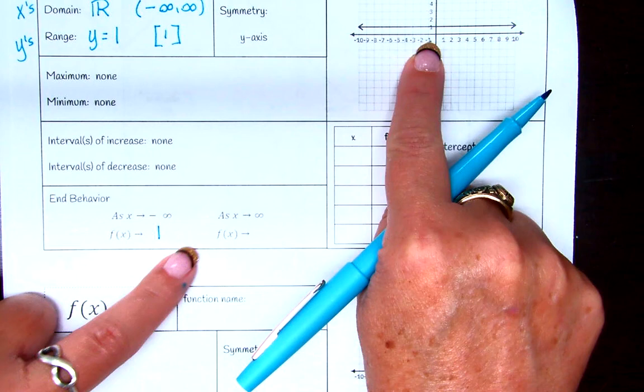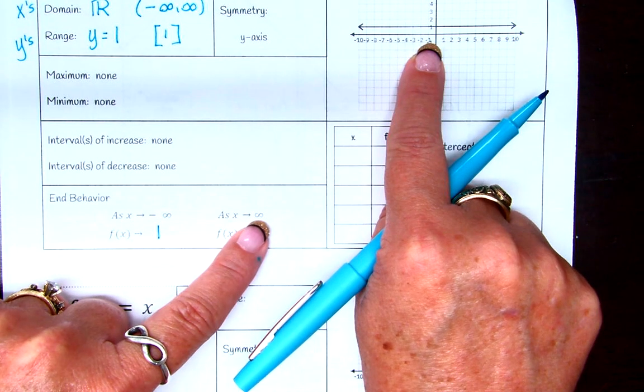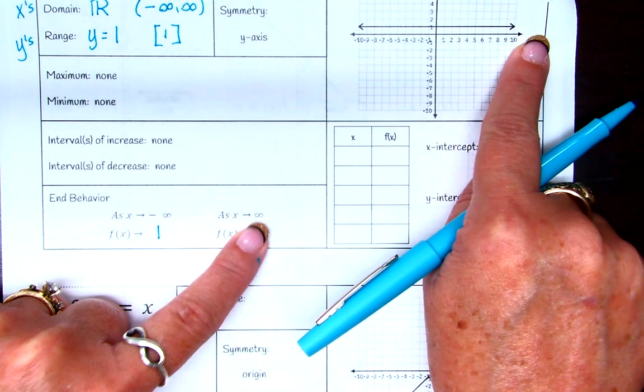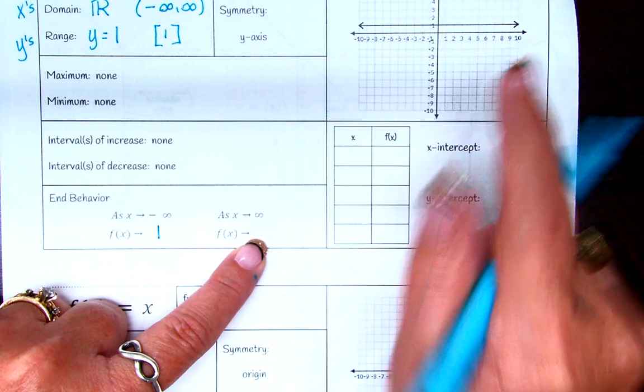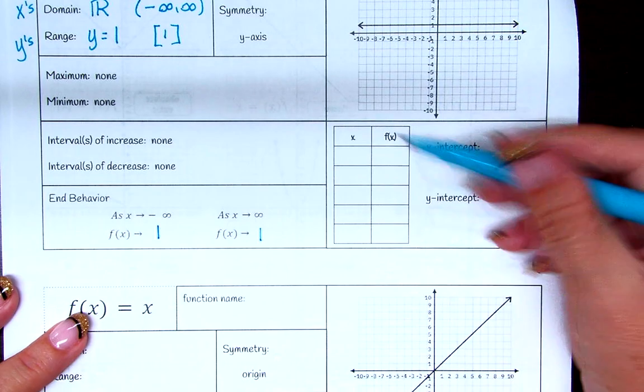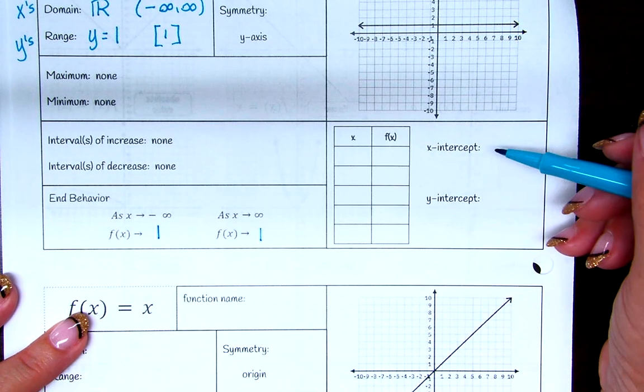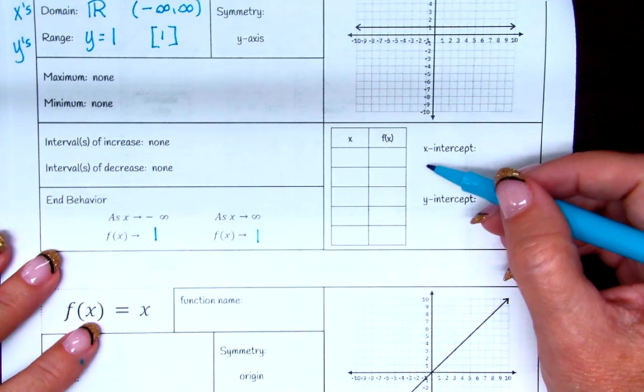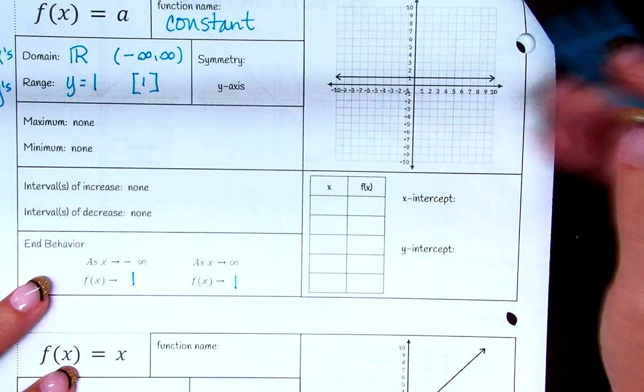Now, as x is going to the right, as we're going this way, what's happening to the y's? Still the same. It's going to just go up to 1. Now I need a table, an x-intercept, and a y-intercept. Let's talk about the intercepts first. Where is the x-intercept of this graph right here?